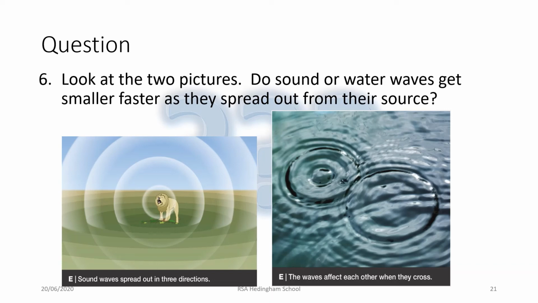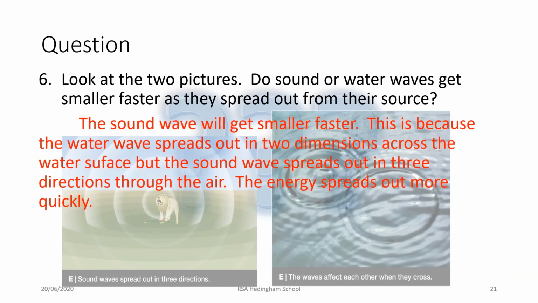Question 6. Look at the two pictures. The first one is of sound waves and the second one is water waves. The question is, do sound or water waves get smaller faster as they spread out from their source? They both will get smaller, but which will get smaller quickest? Well, if you look carefully, the answer is the sound wave, because the sound wave spreads out in 3 directions through air, but the water wave only spreads out in 2 directions across the surface of the water. And that means that the energy in the sound wave is spread out more quickly.